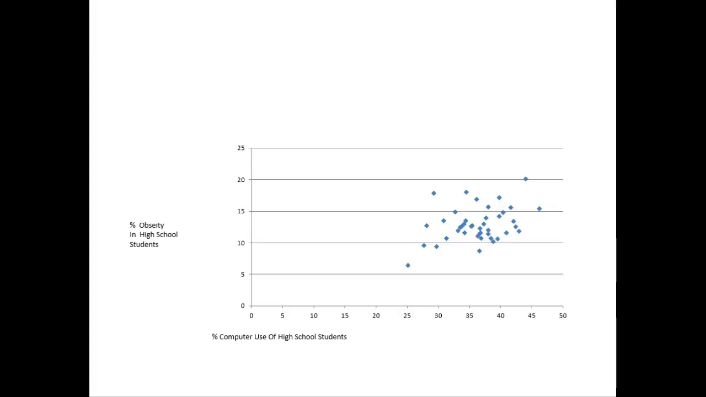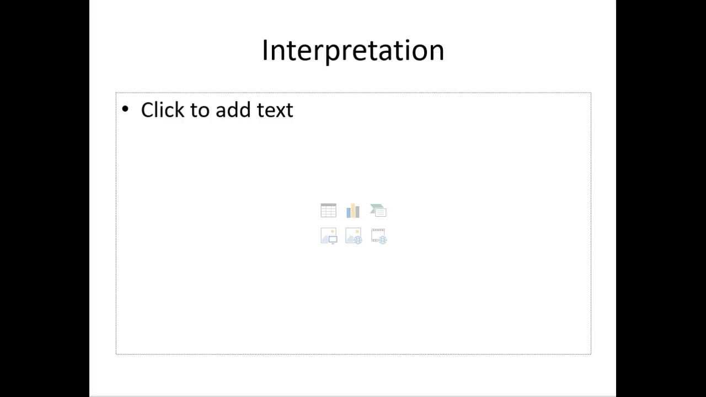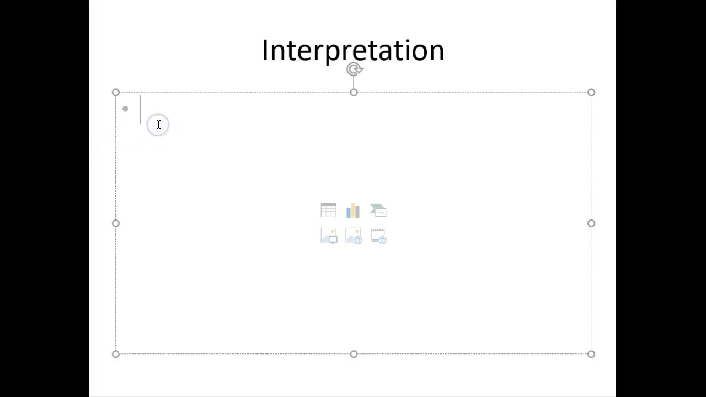So let's do another one. Here we have the percentage of high computer use among high school students as our exposure on the x-axis, and the percentage of students who are obese on the y-axis. So first we want to say if we're seeing a positive or negative correlation.